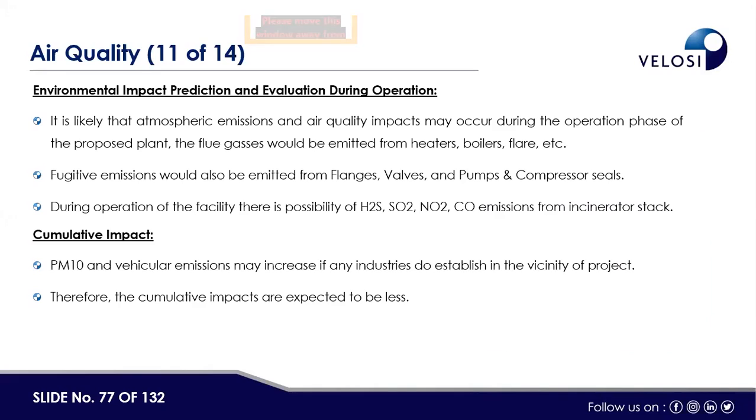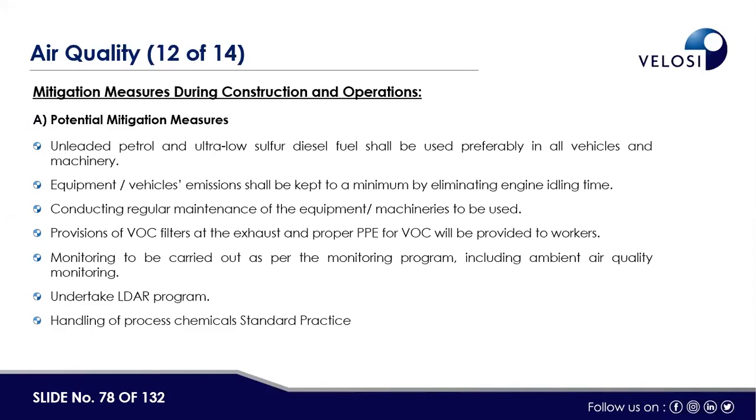The flue gases will be emitted from the heaters, boilers, and the flare. Fugitive emission will also be emitted from the flanges, valves, and pumps. And during operation of the facility, there is a possibility of H2S, oxides of sulfur, nitrogen, and carbon monoxide emission from the incinerator stacks. Then after impact prediction and evaluation, we carried out cumulative impact assessment. PM10 and vehicular emission may increase if any industry is established in the vicinity of the project. Therefore, the cumulative impact is expected to be less. Then after this, we propose some mitigation measures during construction and operation to control or mitigate the environmental impact.